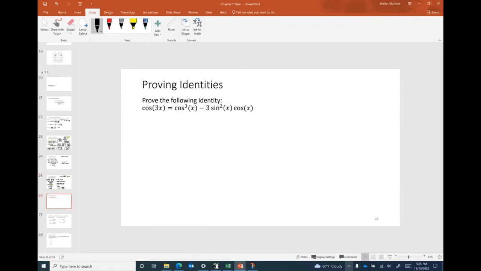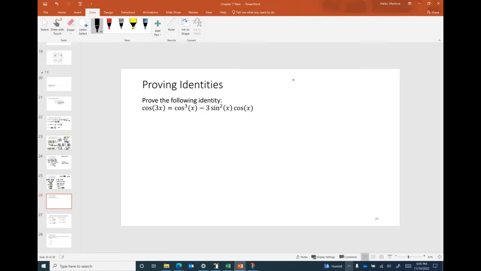All right, prove, oh, this is a good one. Cosine of 3x equals cosine cubed x minus 3 sine squared x times the cosine of x. Well, a triple angle. I don't have any triple angle identities, right? I only have double angle identities. I do, however, have some sum and difference identities, don't I?